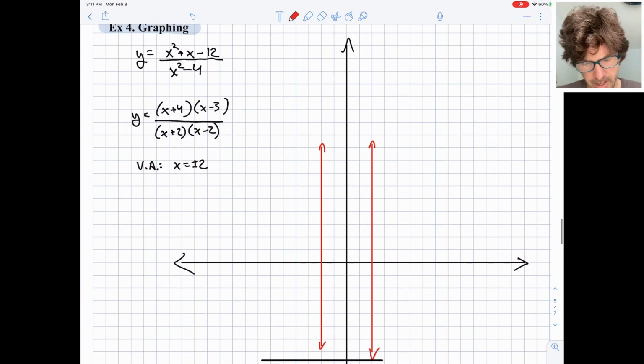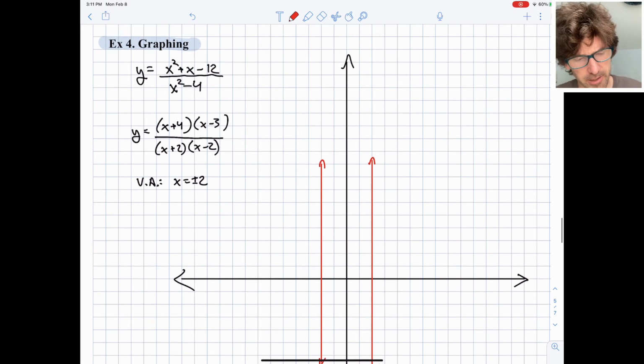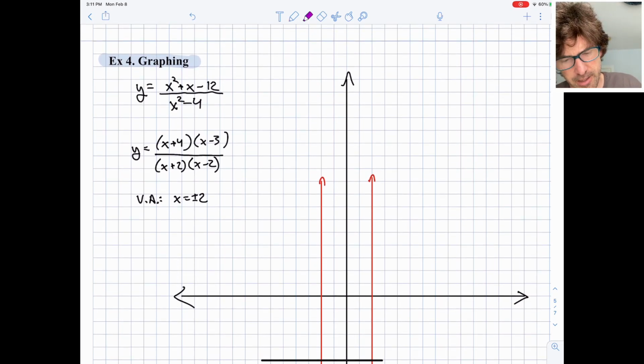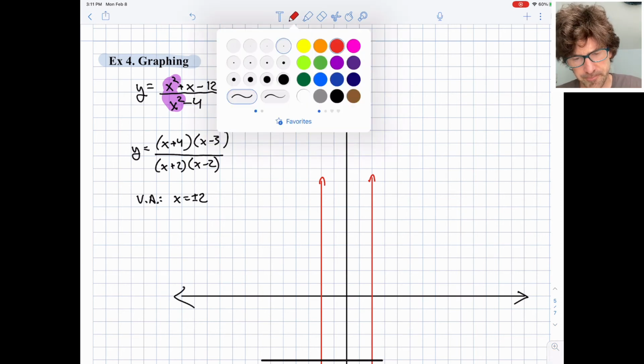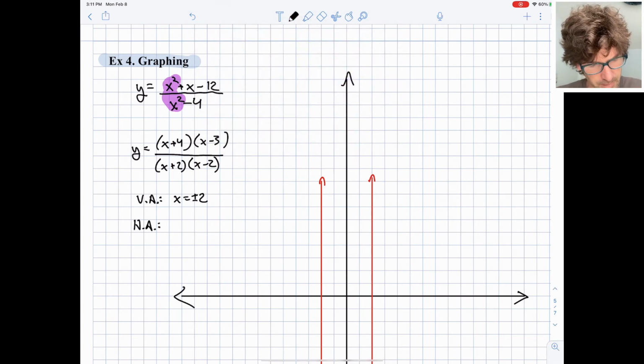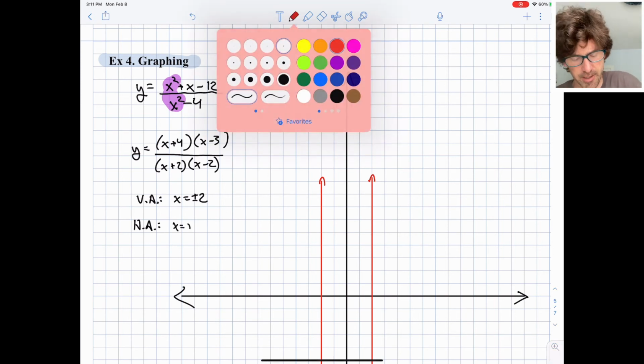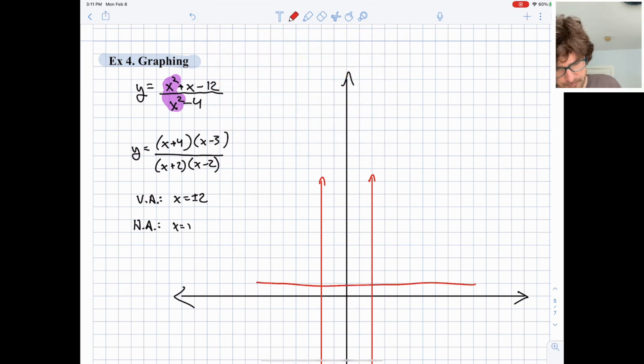Let's then think about the horizontal asymptote, and I like to look at the original function to do that. In the original function, we have a squared term up top and a squared term down below. So as x gets huge, the x minus 12 and the minus 4 become insignificant. We have a large number squared divided by itself, which is equal to 1. So we have a horizontal asymptote at y equals 1. Let's draw that in as well. That's our horizontal asymptote right there.